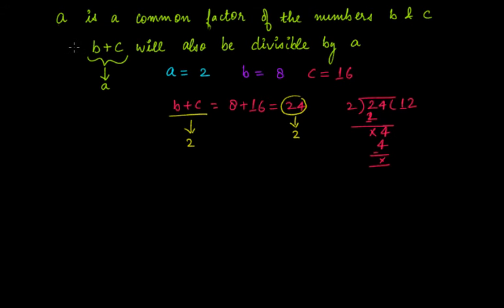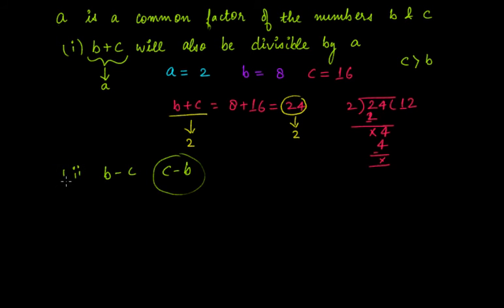Same is true for their difference also. So it can be B minus C or it can be C minus B, depending upon which number is greater and which number is smaller in their value. If B is greater, like here in this example, B is 8 and C is 16, of course C is greater than B, right? So in that case you will take C minus B.